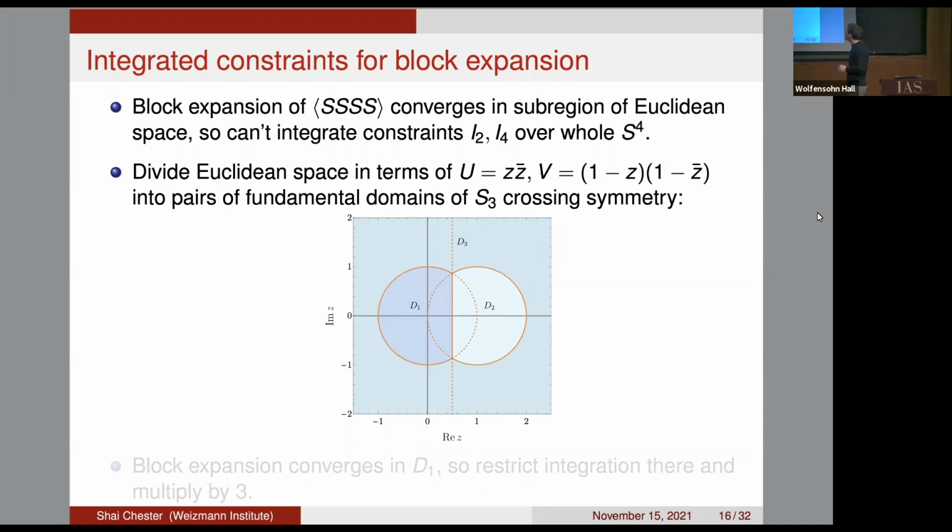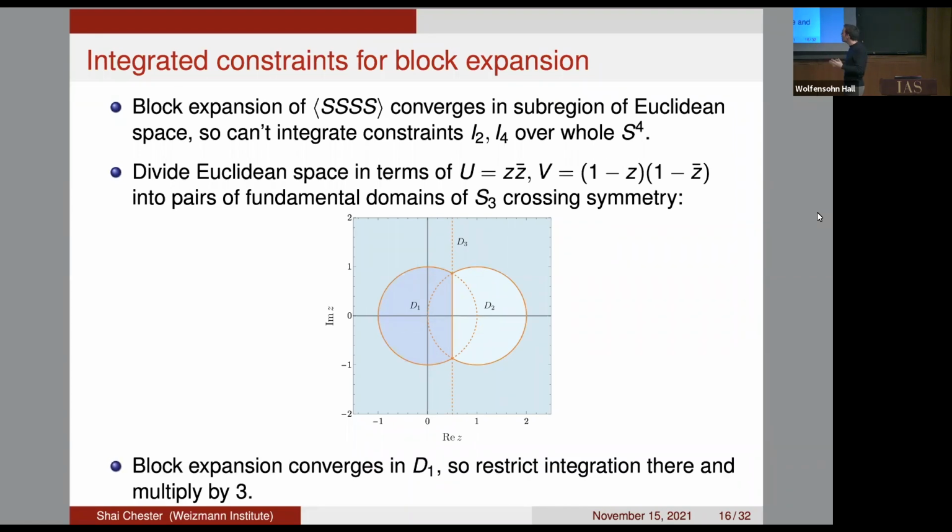So this plot shows you, in terms of these variables z and z bar, the various pairs of fundamental domains. So there's 6 fundamental domains under S3. D1 and D2 and D3 are pairs of fundamental domains. The dotted lines show the individual fundamental domains. And if we're doing the block expansion in the S channel for simplicity, then it converges within the domain D1. If we wanted to expand it in the T or U channel, it would just converge in some of the other domains, D2 or D3. So in practice, we can just restrict the integration to D1 and then multiply the answer by 3. And that will give you a convergent answer, which would be equivalent to just doing the full integration. And so that's how we avoid this technical difficulty of our integrals converging to the block.